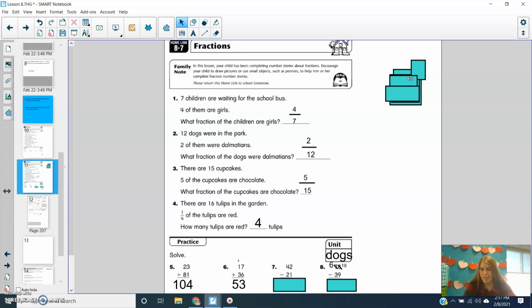Now I need to switch my thinking a little bit because I'm subtracting. So I have 42 minus 21. I know that 2 minus 1 is 1, and 4 minus 2 is 2, for a total of 21.